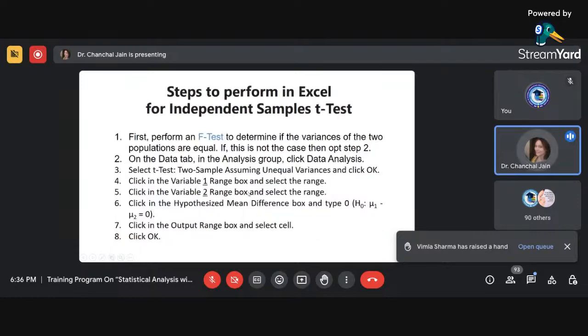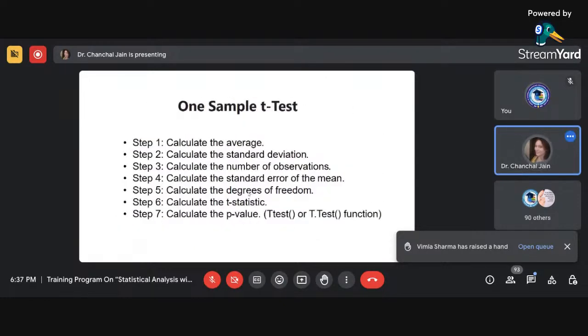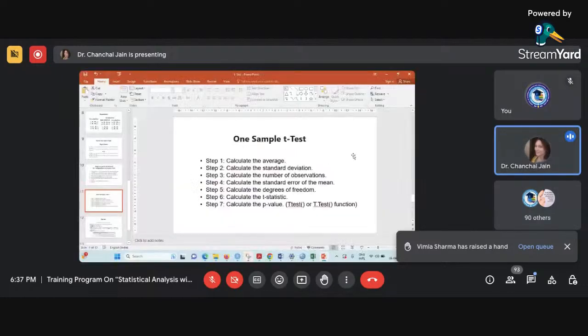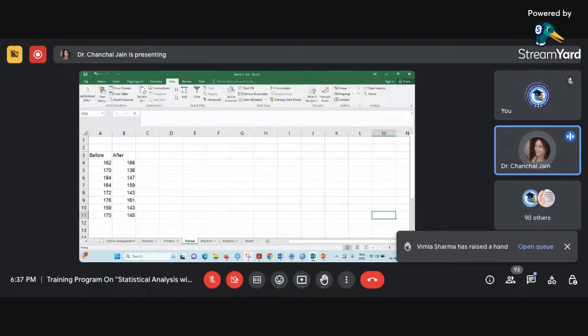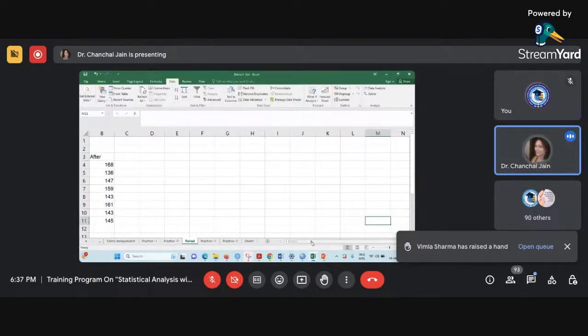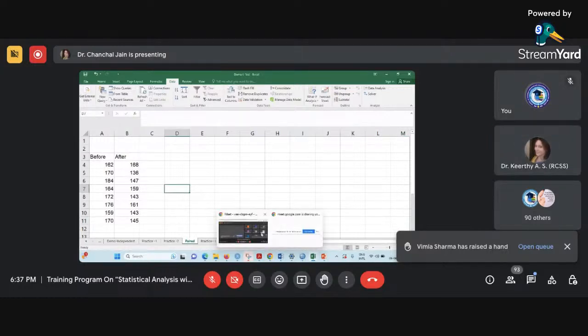I think these are the steps which I have already told you. So I am directly coming to Excel now for the paired samples t-test. I hope I am clear on the part of the paired samples t-test. Can I proceed with applying the paired sample t-test using Excel? Yes, ma'am.